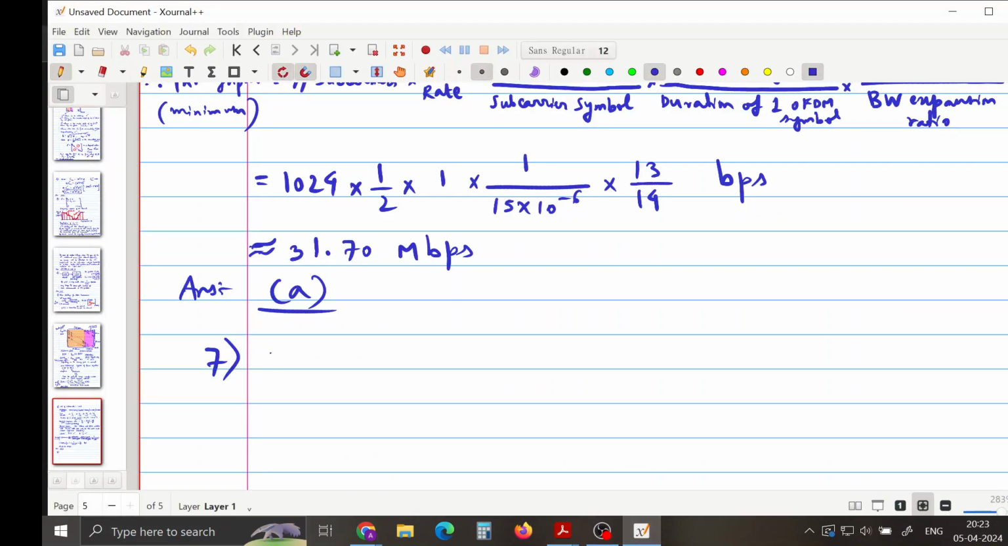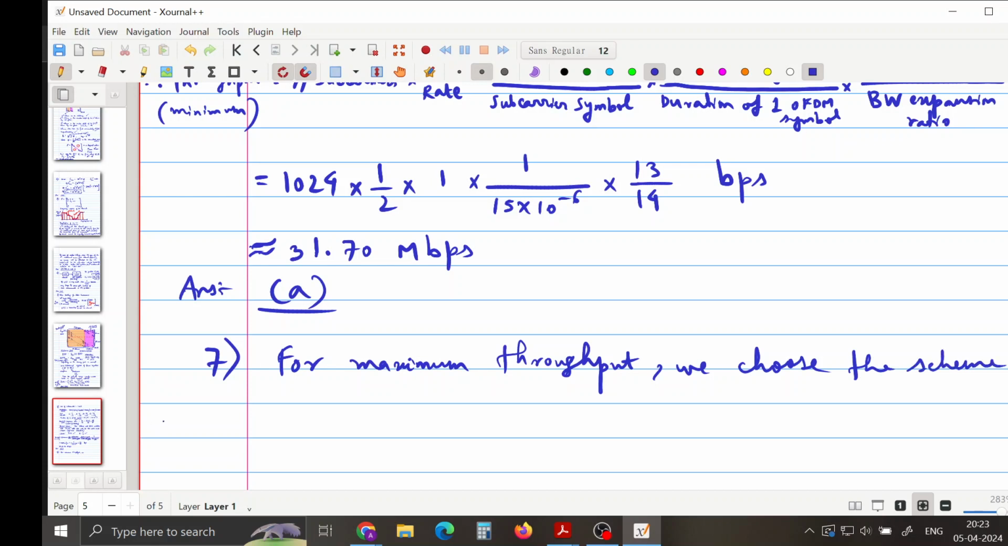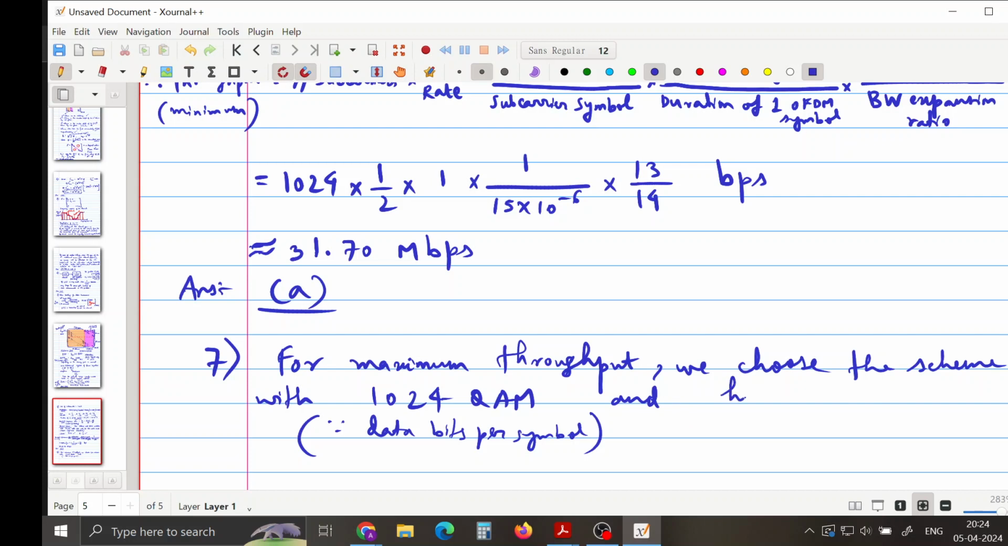Got it? So for maximum throughput, we choose the scheme with the higher constellation size, 1024 QAM, since more data bits per symbol is what we want, more data rate, and the highest code rate.